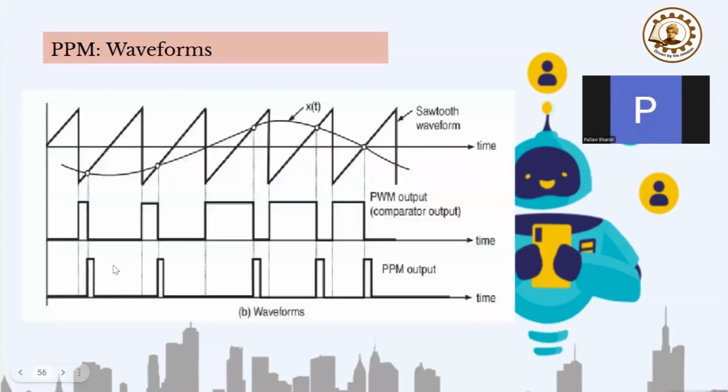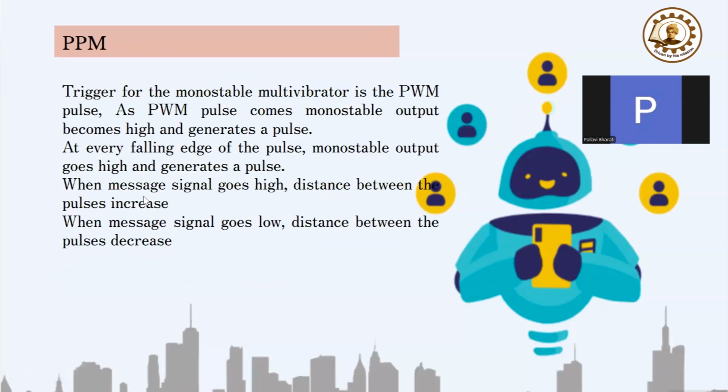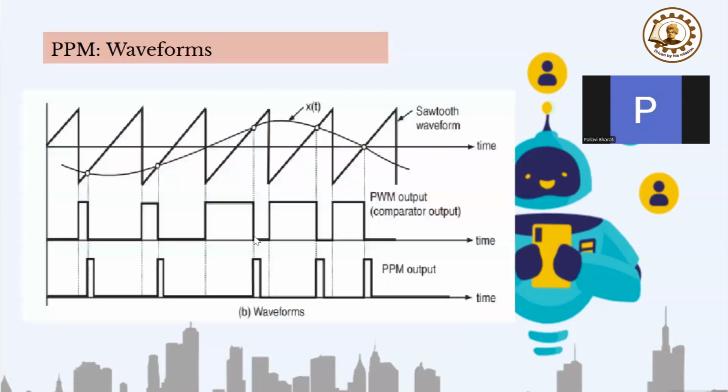Fine. So when the message signal goes high, the distance between the pulses increases. When the message signal goes low, the distance between the pulses decreases. This is the principle of the PPM. So over here you can see that when the message signal is going high, the distance between the pulses is increasing. It is going even higher, and the distance between the pulses increases more. Now the message signal is decreasing, so the distance between these two pulses is decreasing. So this is the principle of PPM.